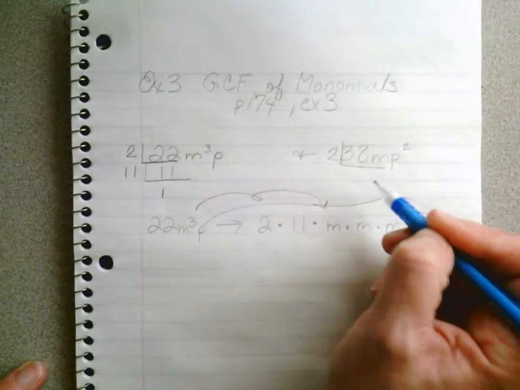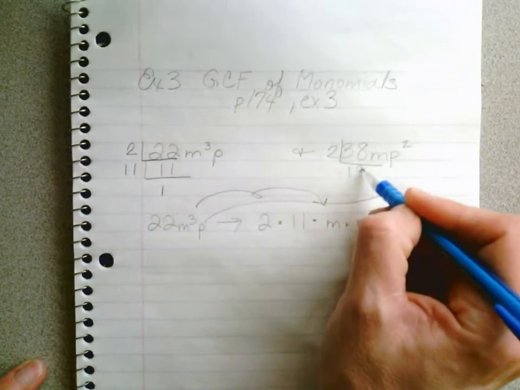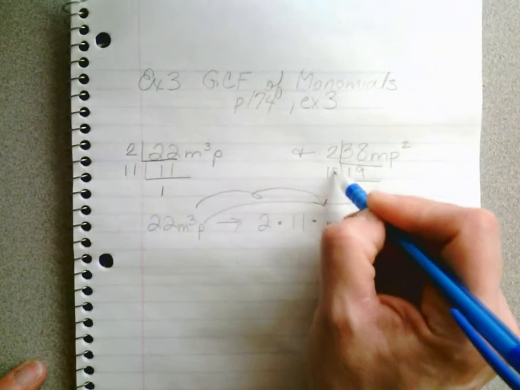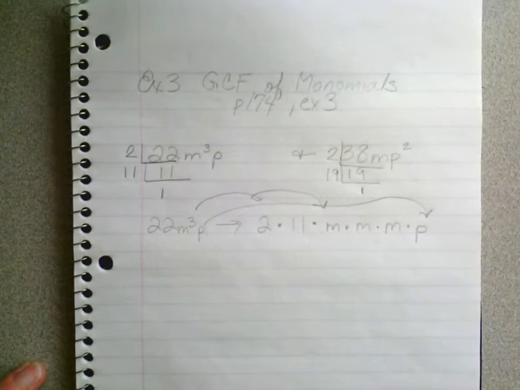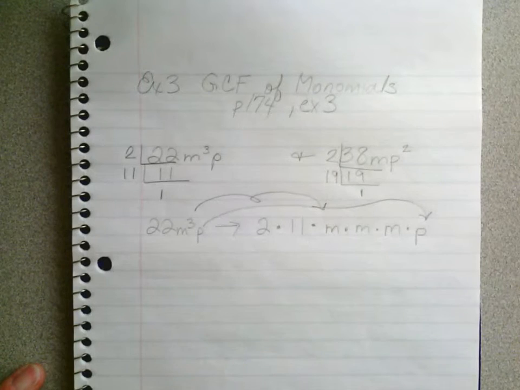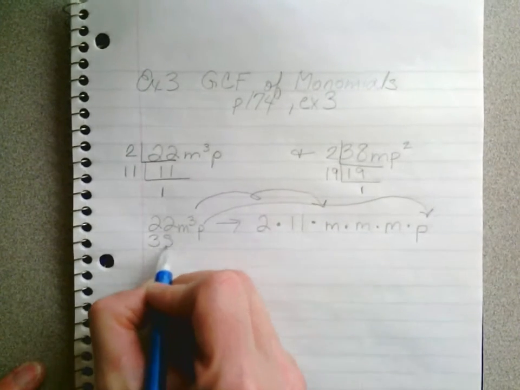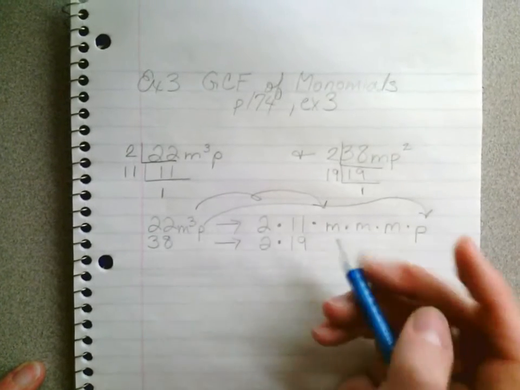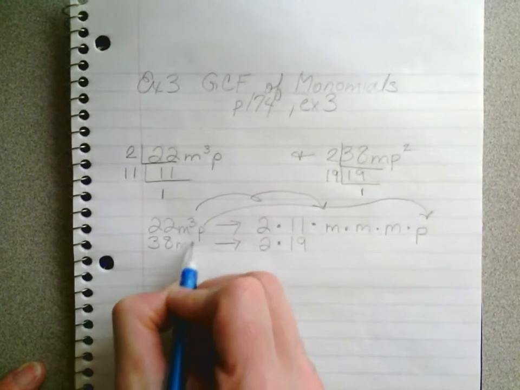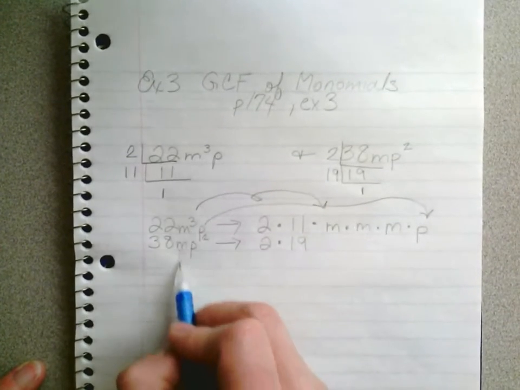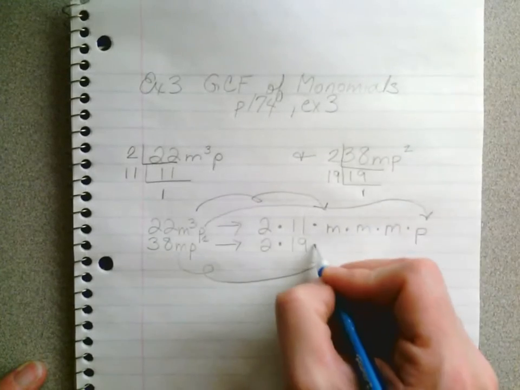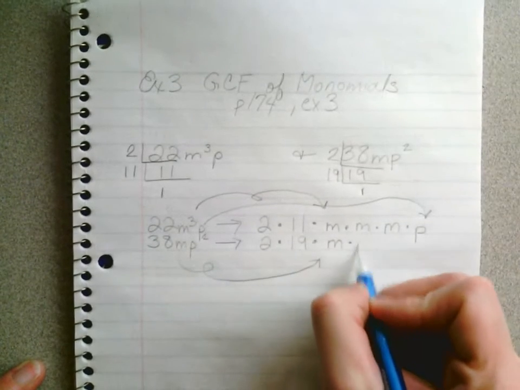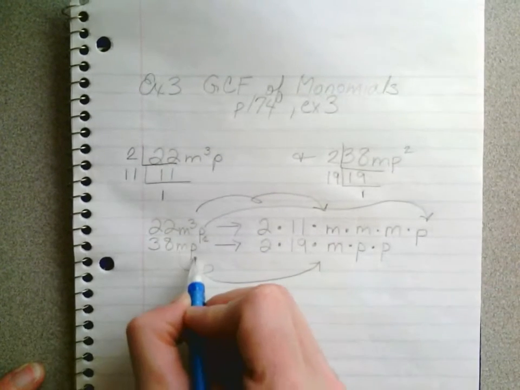Okay? 38. Not sure if I left myself enough room. Divide the number. 2 and 19? Is that right? 19's prime, isn't it? 19 and 1. I did give myself enough room. So, 38's prime factorization is 2 times 19, but I need the letters as well, which is mp squared. Break them out. M appears once, so it only appears once in your list. P appears twice, so it appears twice in the list.